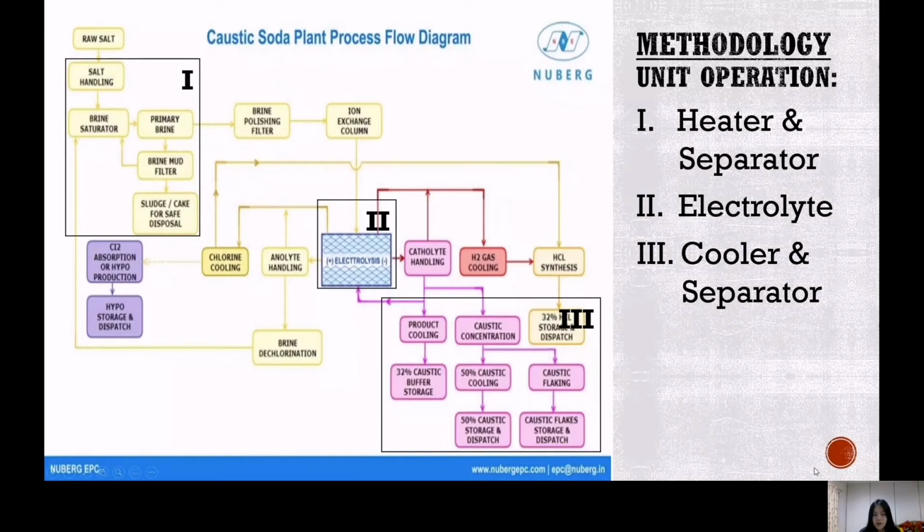In the third process path, the separator and cooler are the main unit operations. The separator is used to separate sodium hydroxide from the mixture, and the sodium hydroxide is cooled down and sent for storage. To sum up, we have to include these main unit operations in our process design in order to simulate the process of production of sodium hydroxide.